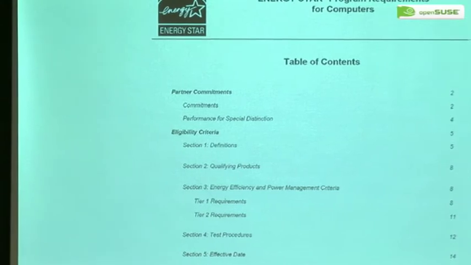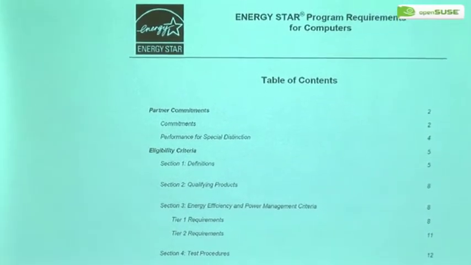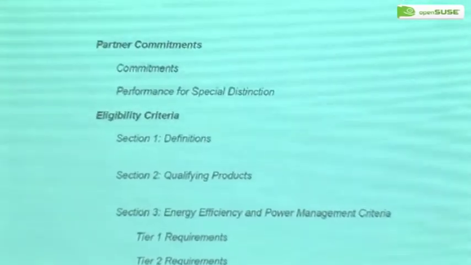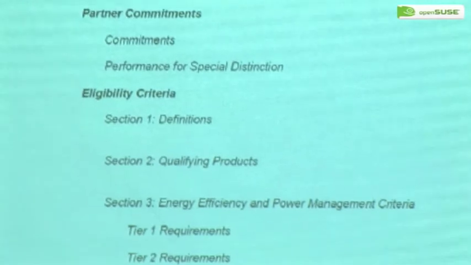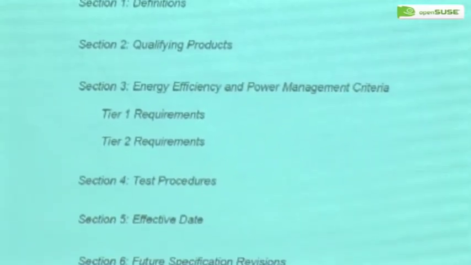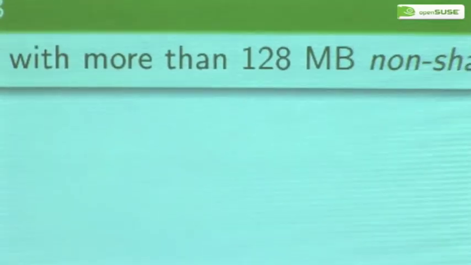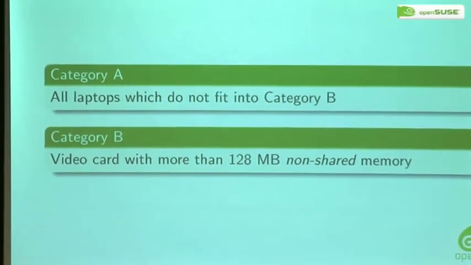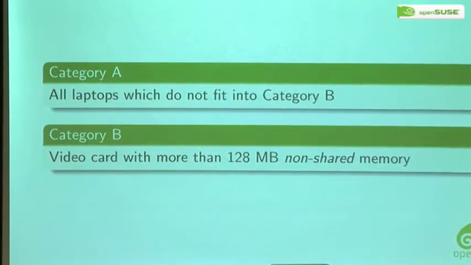So, coming to the computer specification, the table of contents looks like that. It's about 20 pages long and it contains a lot more detail than I will talk about here. So if unsure or you want to know more, consult the original specification. I have to make clear some terms at first. There are two types of laptop categories. Category B are all notebooks that have a video card with at least 128 megabytes of RAM, and this memory has to be non-shared, and all other laptops are summarized in category A.